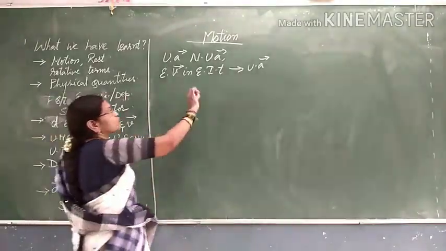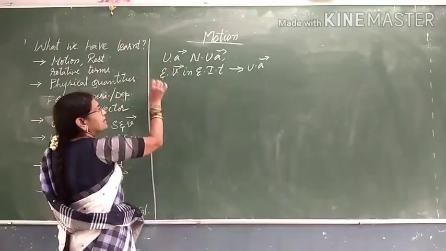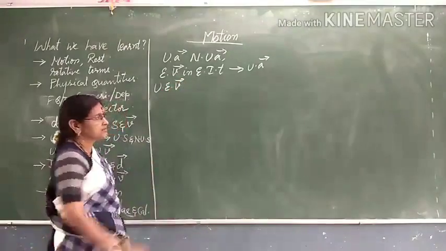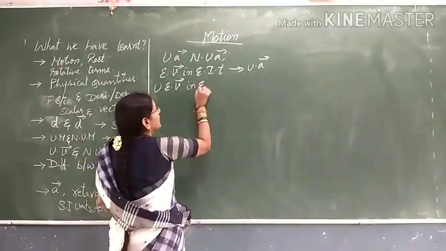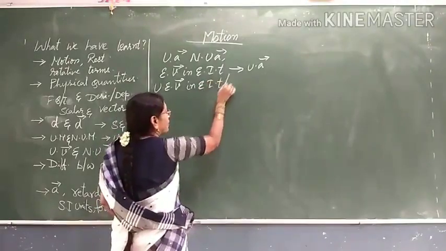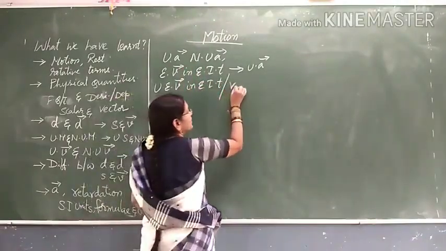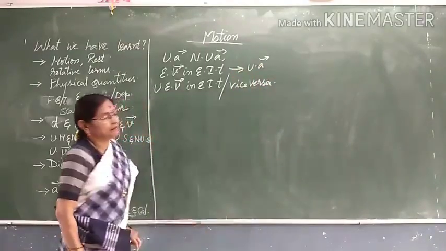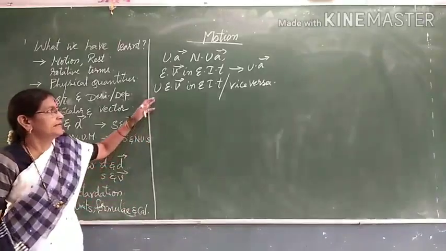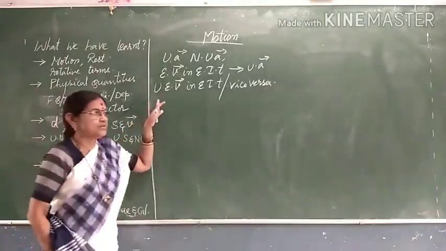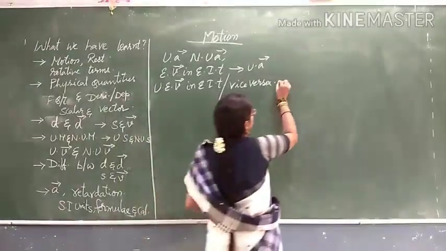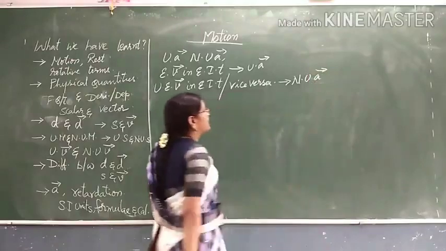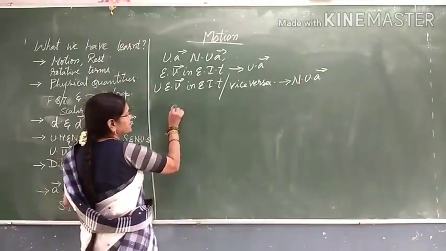Whereas when a moving object or body possesses unequal velocities in equal intervals of time, or vice versa. What is vice versa? Unequal intervals of time, when it is covering equal velocities, it is called non-uniform acceleration.